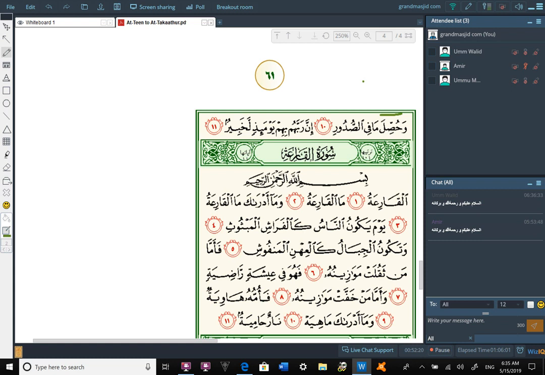Ma fi sudur. What will be made known? Ma fi sudur. The same Arabic grammar. What is in the hearts? What is in the hearts will be made known. When the graves expose what is there, and what is in the hearts will be exposed. When the graves make known what is there, meaning they spit out what is in the graves, and what is in the hearts will be made known.